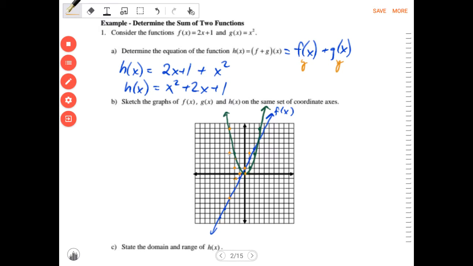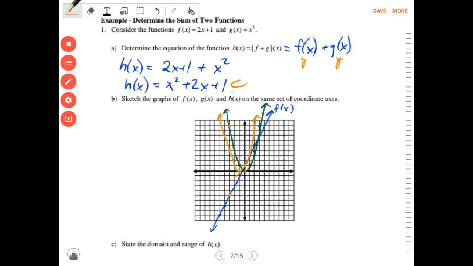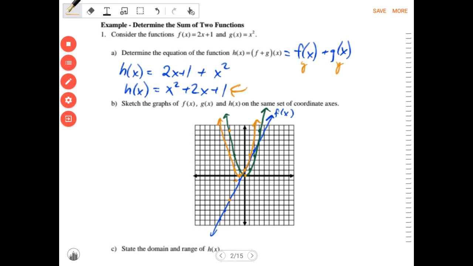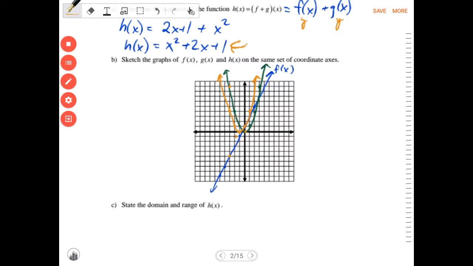So look, it makes a parabola that looks like this. Well, interesting, because that's this graph, x squared plus 2x plus 1. Okay, not a big deal. We kind of know a little bit about that orange graph. Okay, so state the domain and range of h of x.